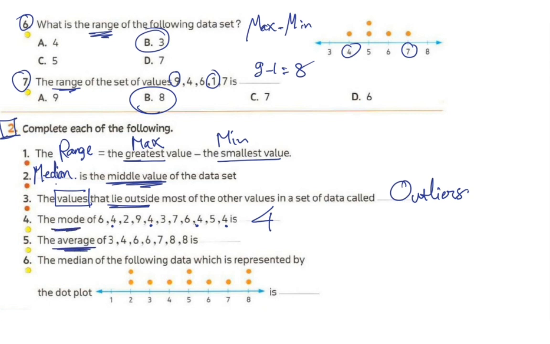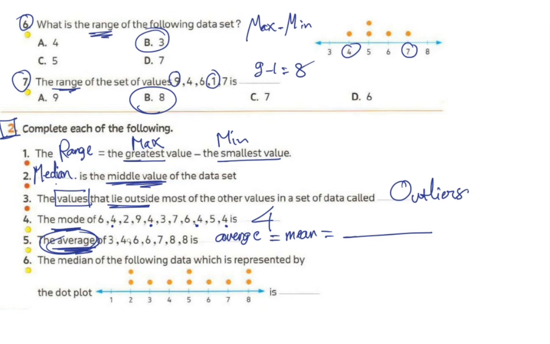Now the average of 3, 4, 6, 6, 7, 8 and 8 equals what? The average is the same as the mean. And how can I calculate the mean? I just sum all the values divided by the number of them.